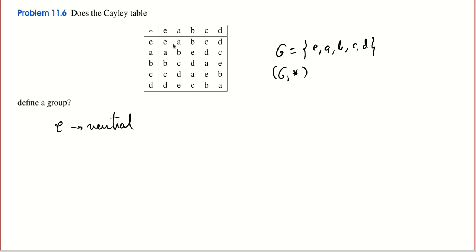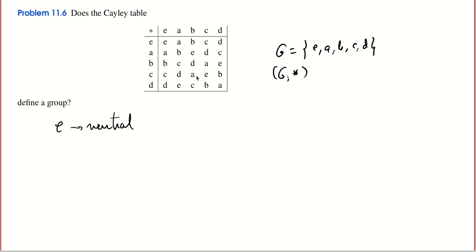Also, you can check that in every row and every column there's one and only one E, which means that every element has an inverse. So the inverse of A is B, the inverse of B is D, etc.